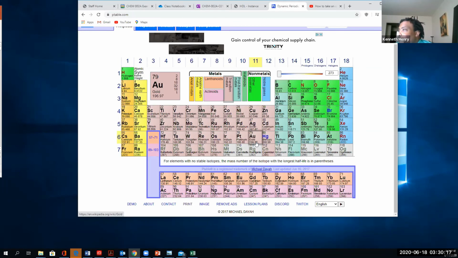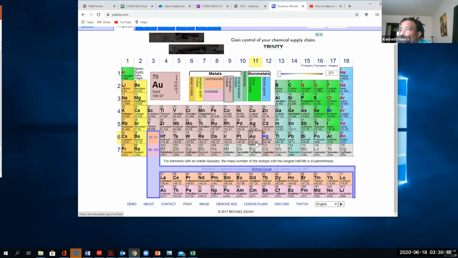Let's see. Where is phosphorus located? Group 15, period 3. Period 3. Group 15. Group 15, okay. Period 3. And what is it, metal or non-metal? A non-metal. Non-metal.